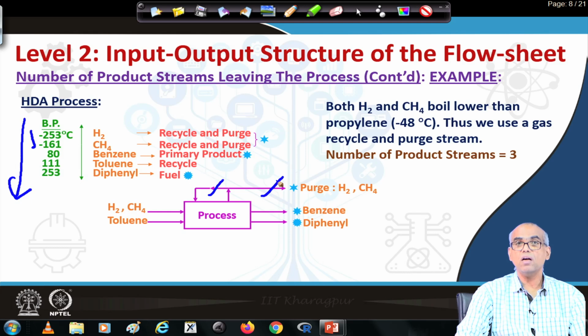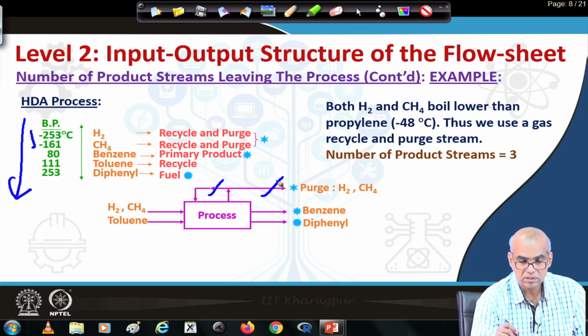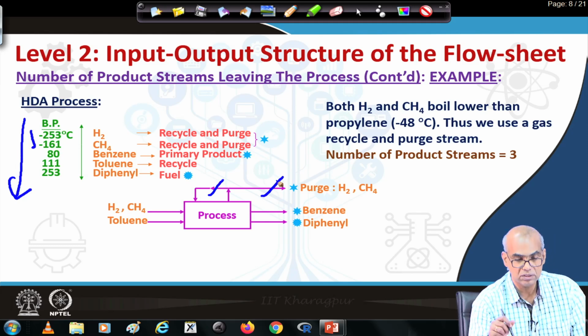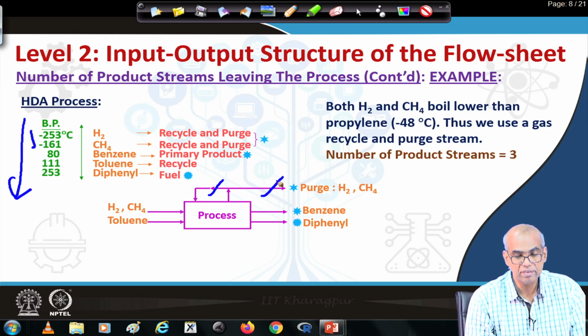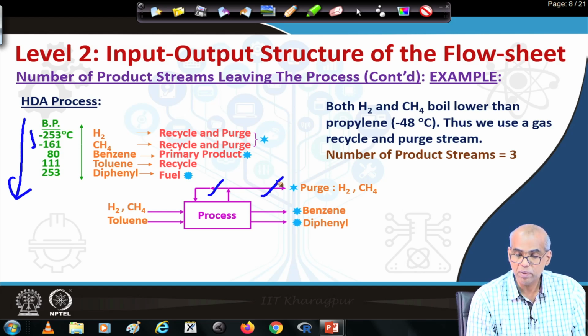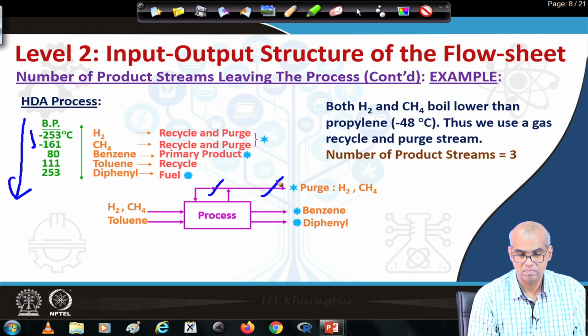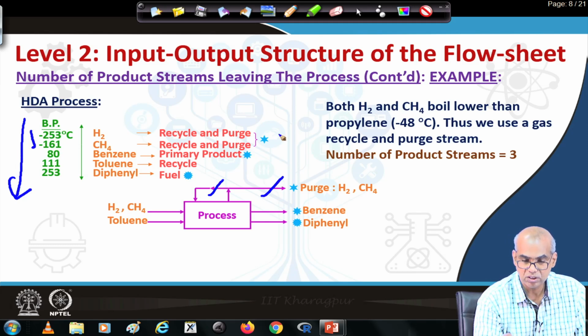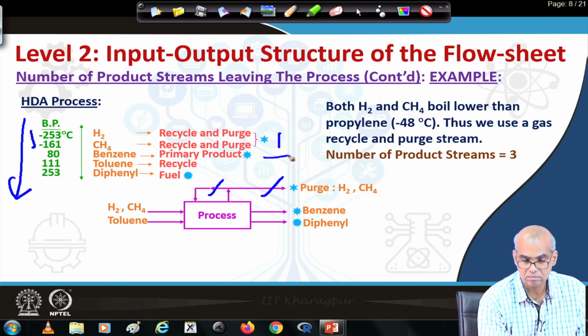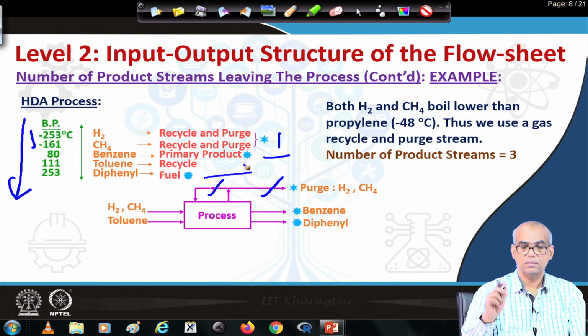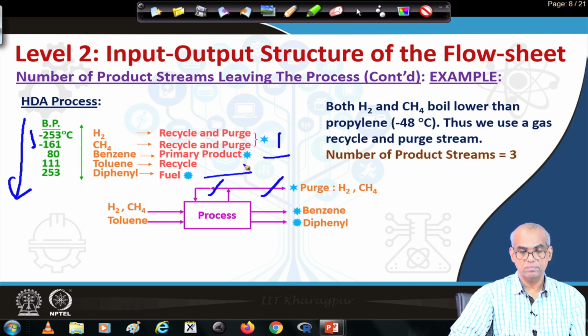Now, we have arranged the components according to their boiling point and assigned a destination code. Hydrogen and methane have been assigned recycle and purge, benzene has been assigned primary product, toluene has been assigned recycle, and the diphenyl has been assigned fuel. So, how many product streams are there? We have 3 product streams: recycle and purge, primary product, and the diphenyl or fuel product.